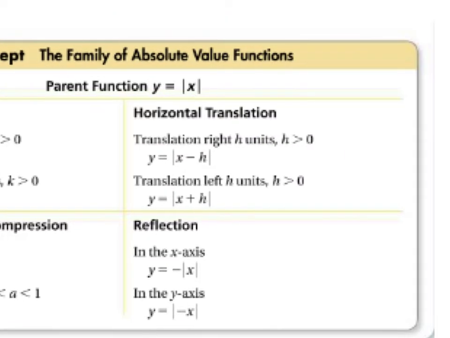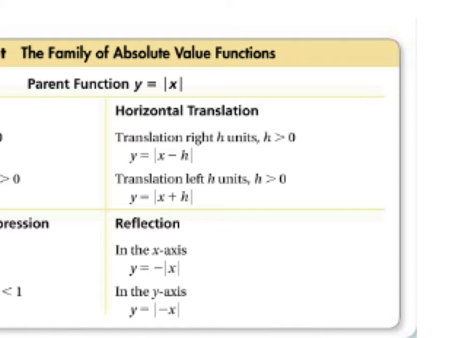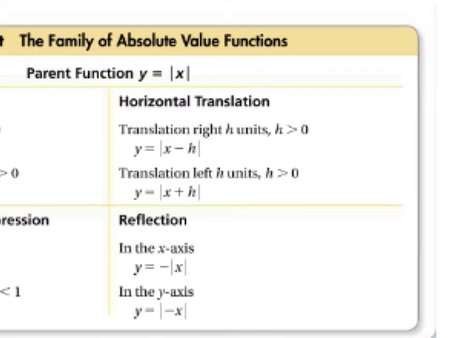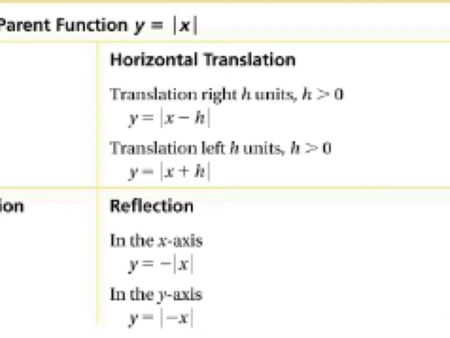Okay, so left and right, the horizontal translations are actually backwards. So just remember that it's kind of backwards of what you would think would make sense because of the absolute value sign. So if it is minus a number, then it's going right. If it's plus a number, then it's going left. And again, those numbers have to be inside the absolute value. So absolute value, x minus a number is right. Absolute value, x plus a number is left.